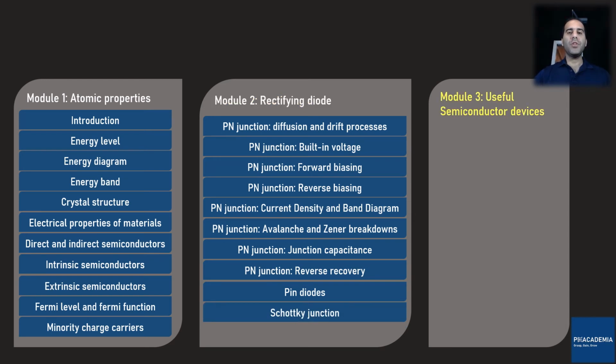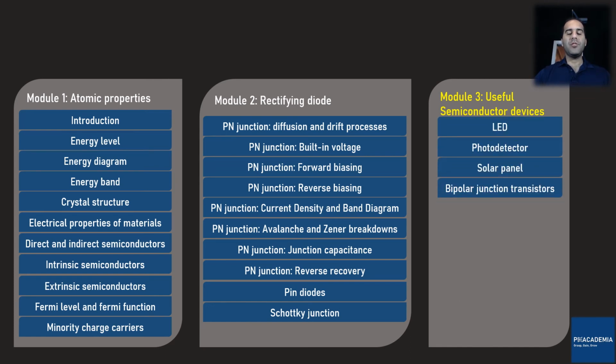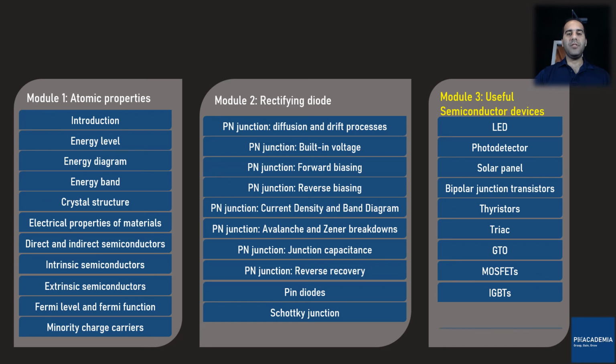Module 3 goes over the most important semiconductor devices used in power electronics. Module 3 covers LED, photodetector, solar panel, bipolar junction transistor or BJT, thyristor, triac, GTO, MOSFET, IGBT, and JFET.